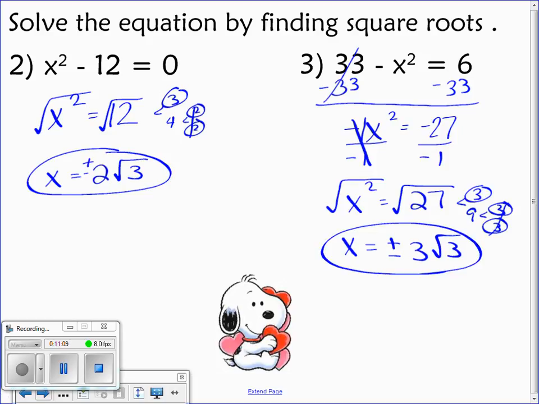Did you learn this method in intermediate? How are we feeling so far? All right, x squared totally by itself, and then take the square root. Don't forget your plus minus.